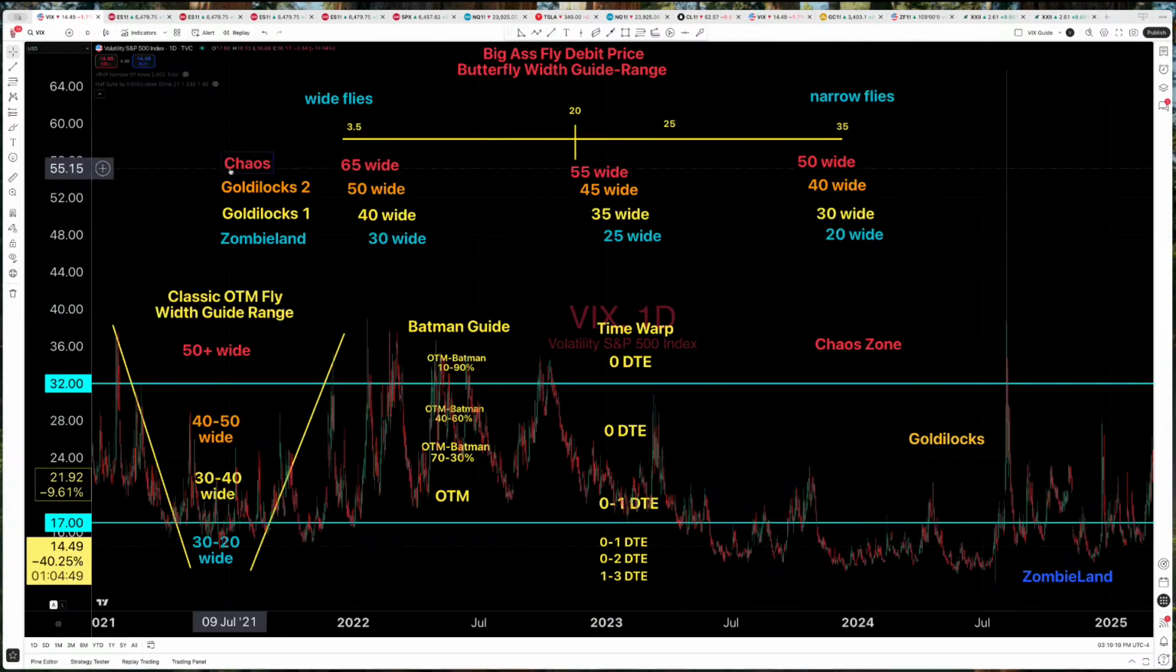All right, and you can see I have all kinds of writing all over the place. We have the big ass fly, which is something that we'll talk about in the future. We have the classic out of the money butterfly with guide range, and then I have these other two guys here, Batman and TimeWarp.